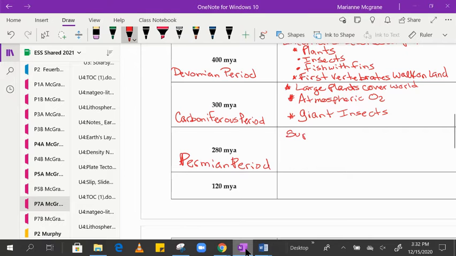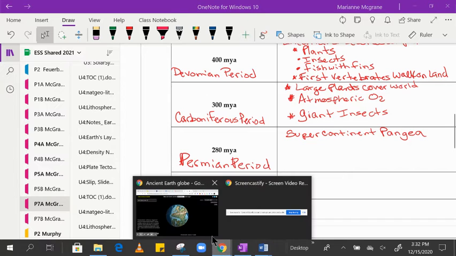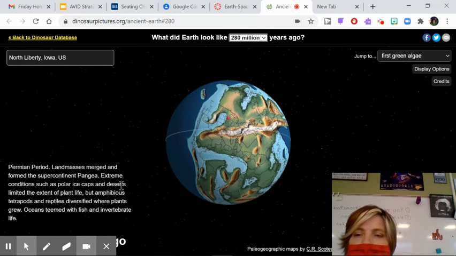So let's go ahead and say supercontinent Pangea happened at this particular time. Extreme conditions such as polar ice caps and deserts limited the extent of plant life. We don't need to write that down. There were amphibians and there were reptiles at this point, and oceans were teeming with life.